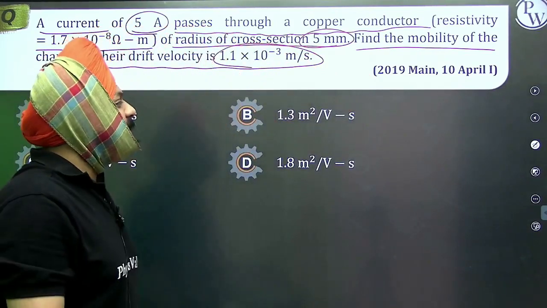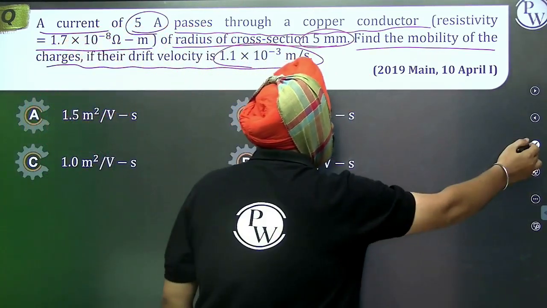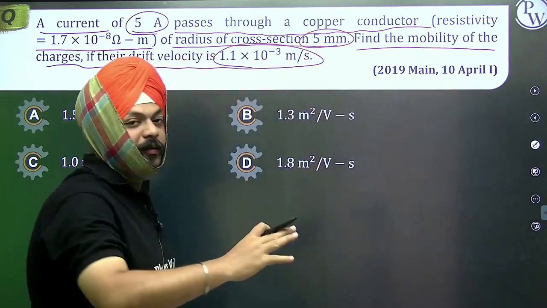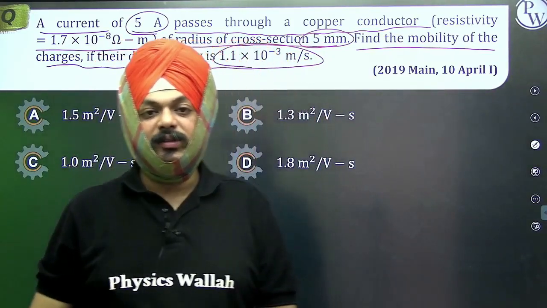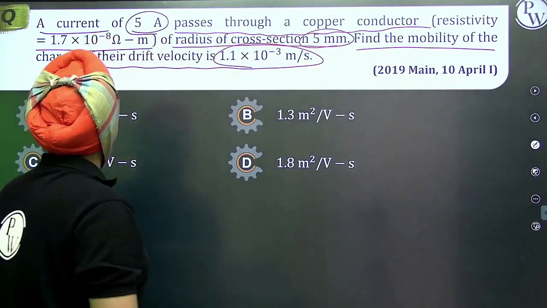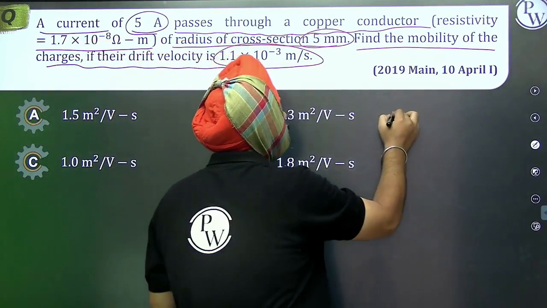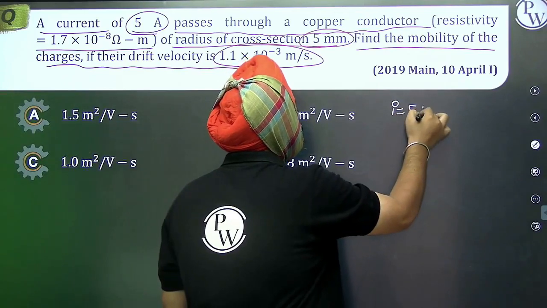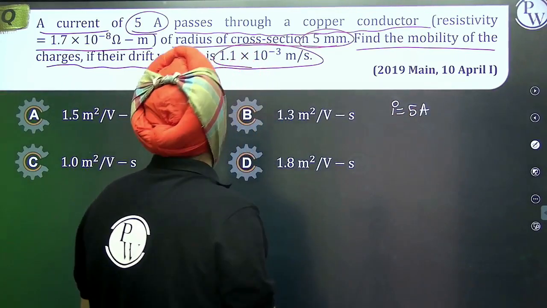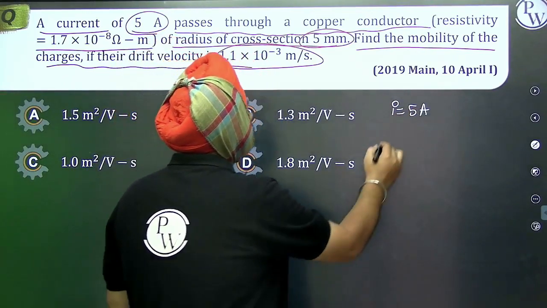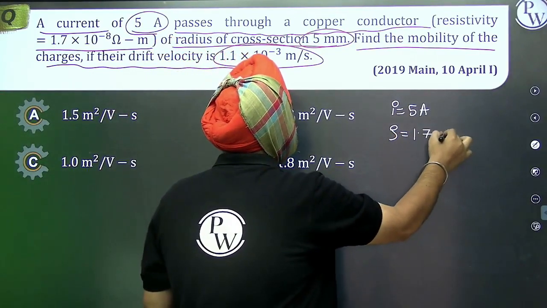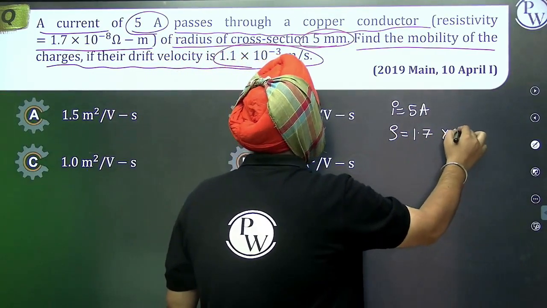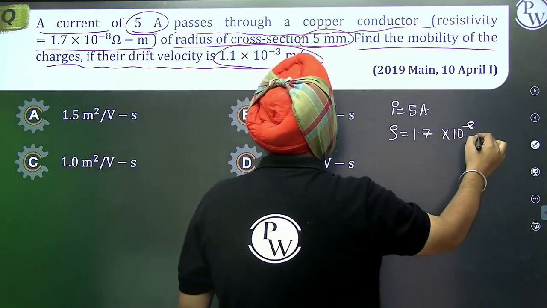First of all, just keep this in your mind: whenever you have lots of data, just note down whatever is given, and it will be quite easy to reach the answer. First, let's determine the current given. The current is 5 ampere. Let's denote it, I equals 5 ampere. The resistivity is given as rho, that is 1.7 times 10 to the power minus 8 ohm meter.